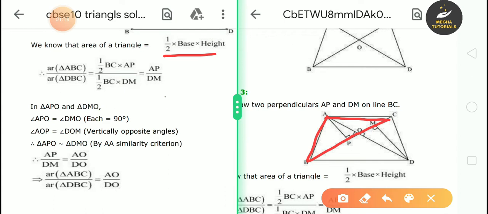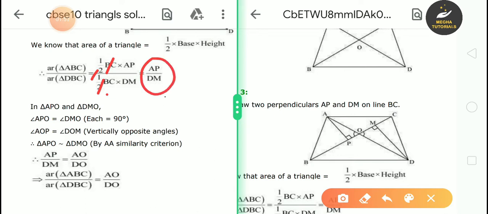So we can write area of triangle ABC is equal to half into BC into AP. And for triangle DBC, BC is base and DM is height. So we can write area of triangle DBC is equal to half into BC into DM. So this half will cancel and BC will cancel. So there will remain area of triangle ABC upon area of triangle DBC is equal to AP upon DM.